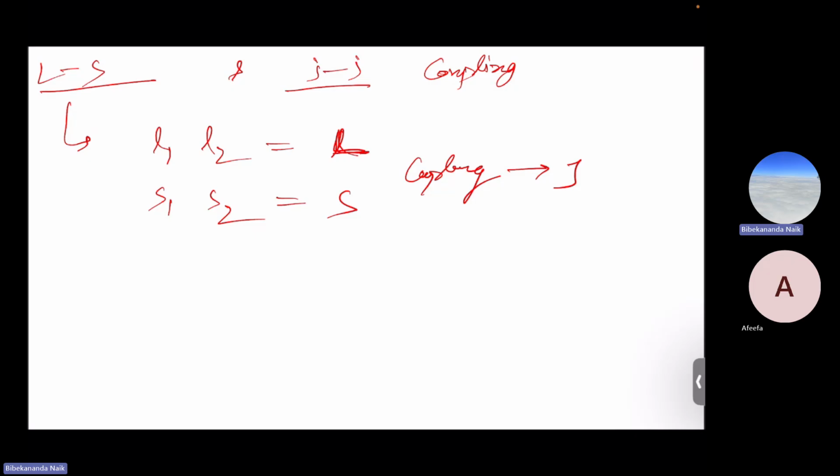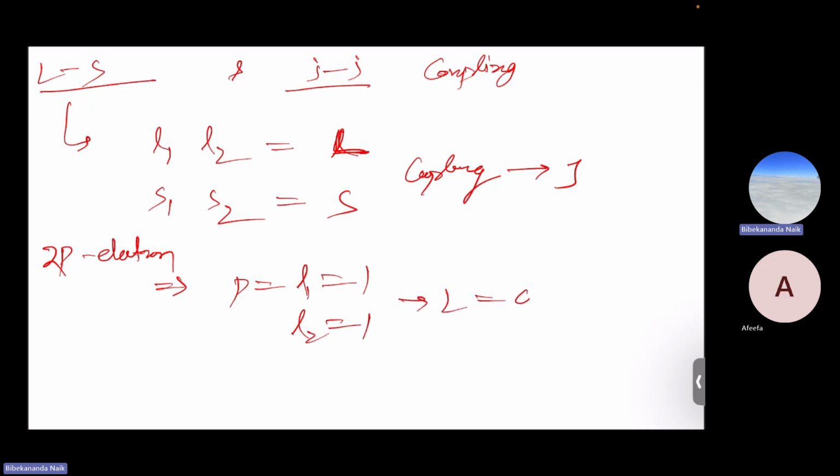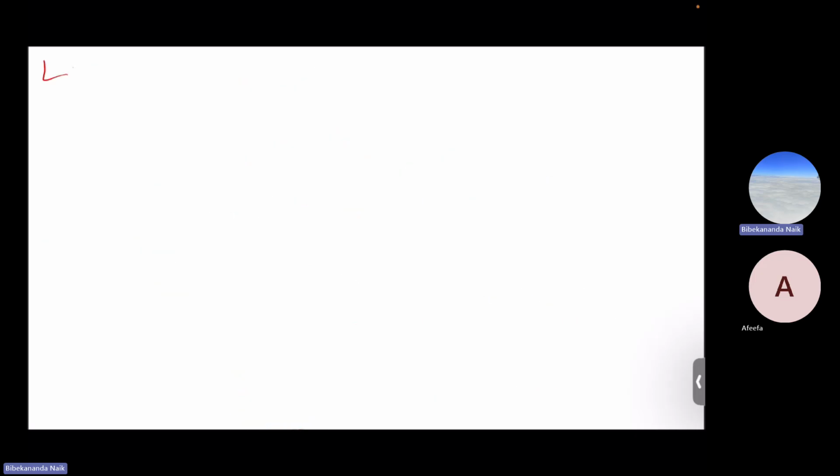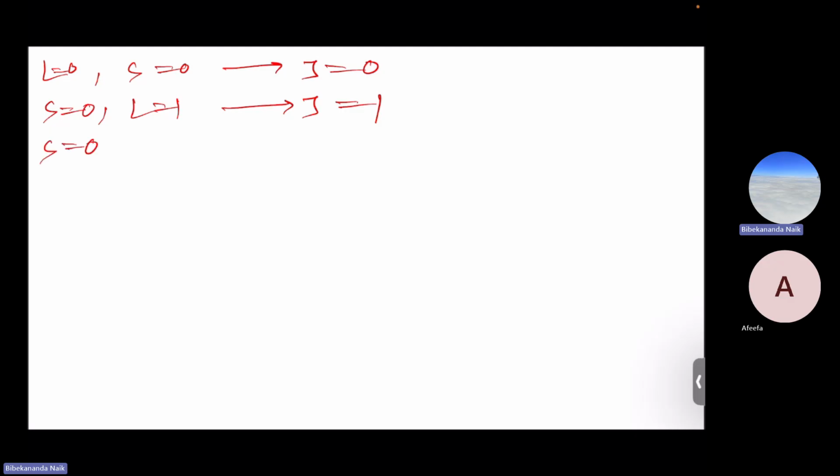So let's consider the concept of LS coupling. Suppose there are two electrons, two p electrons. So p means L1 is 1, L2 is 1. So L will be 0, 1, 2, and S1 will be half, S2 will be half. So S will be 0 and 1. When L equals 0, S equals 0, J is 0. When S equals 0, L equals 1, J is 1. When S equals 0, L equals 2, J is 2.